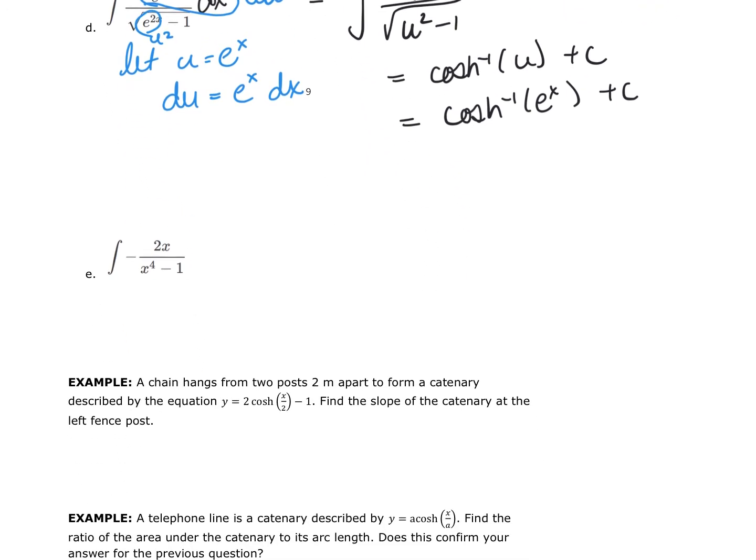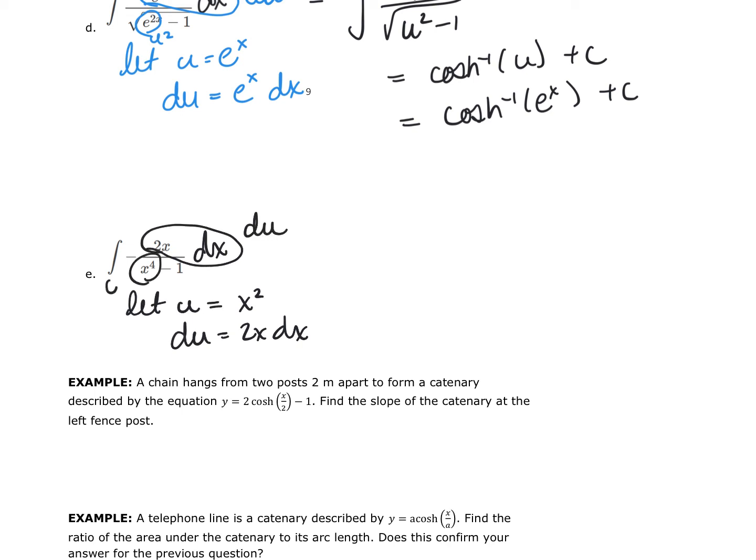Now on e here, it's going to be something similar. I forgot the dx because I really didn't think it was important. So I'm going to let u equal x squared, and du is equal to 2x dx. So then this gets replaced with du. This gets replaced with u squared. So this becomes the negative integration of 1 over u squared minus 1 du.